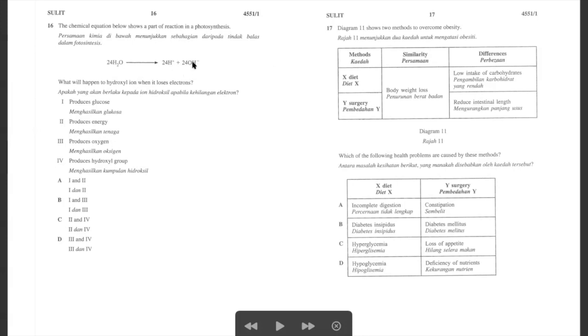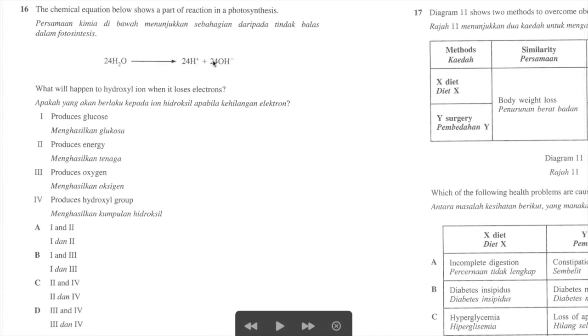Ni awak tengok, yang pertama sekali dia cakap apa jadi kepada hydroxyl ion. So bila hydroxyl ion tu dia buang elektron, ni ada anak panah ada negatif kat sini. Maksudnya dia ada elektron, betul tak? So bila dia lose elektron, mestilah dia tak ada charge lah. Sebab tu dia akan hasilkan hydroxyl group. Sebab tu nombor 4 ni betul. Lepas tu menghasilkan oksigen. Yes. Okay, dia akan hasilkan oksigen.